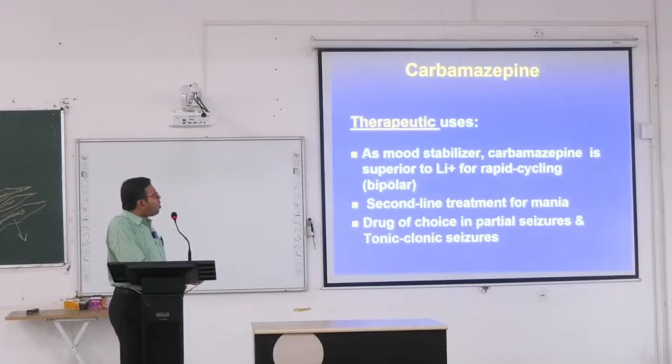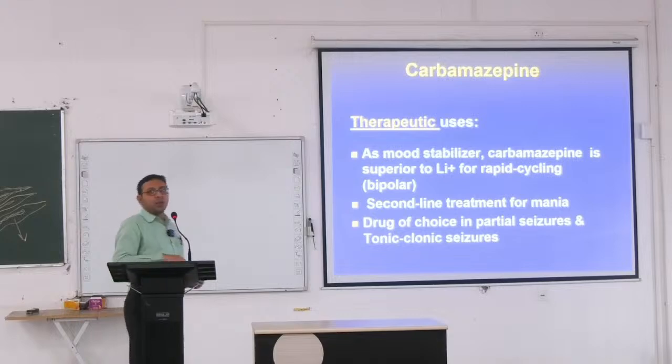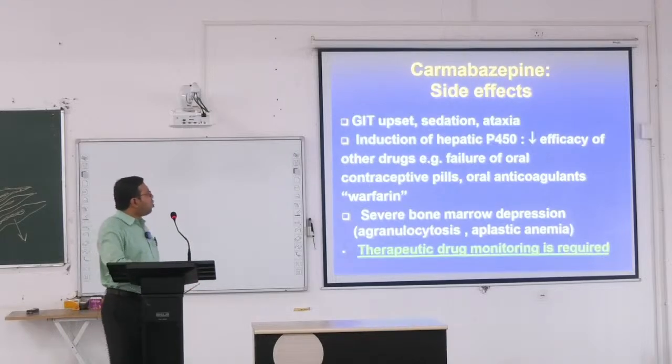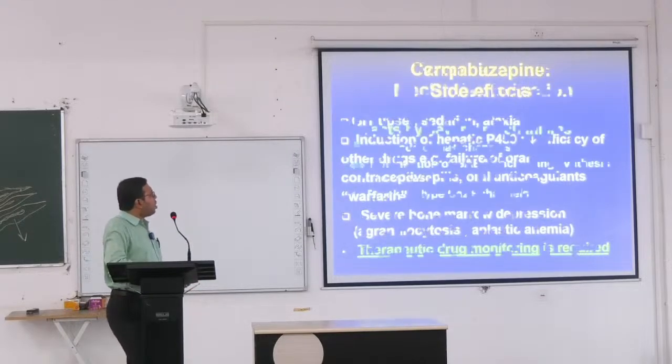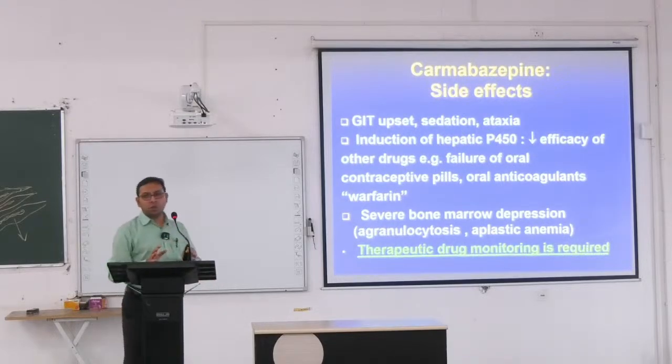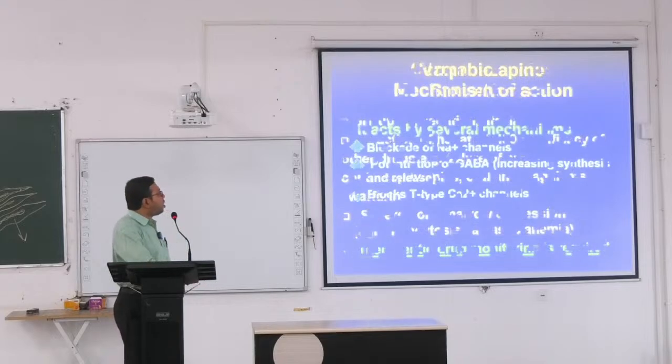So carbamazepine is superior to lithium for rapid cycling bipolar disorder, a second line treatment for mania, and the drug of choice in partial seizure and tonic-clonic seizure. So carbamazepine is also important from your epilepsy point of view, and it is also used as a mood stabilizing drug. Mechanism of action you know, side effects also you know. And for carbamazepine, therapeutic drug monitoring is also required. Albeit it is lesser used now, it is still required.